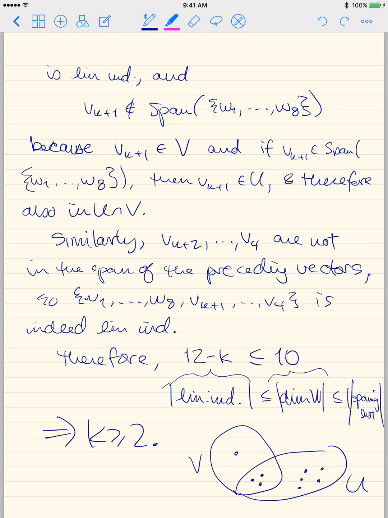So in this picture, this is W1 up to W8, and this is the first few W's, and then the V. So those are W1 up to WK. That's, I guess, V4. And then these ones are the rest of the W's up to W8.